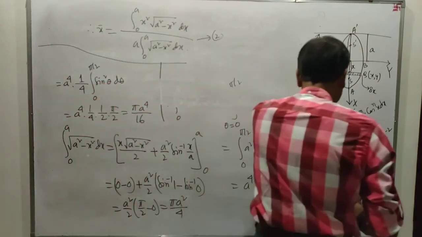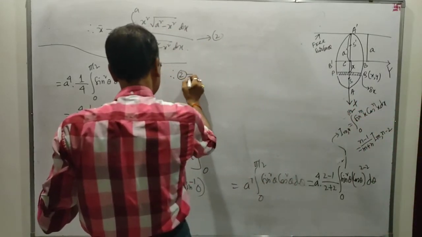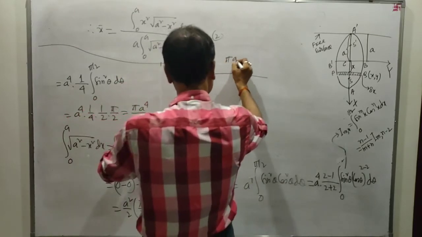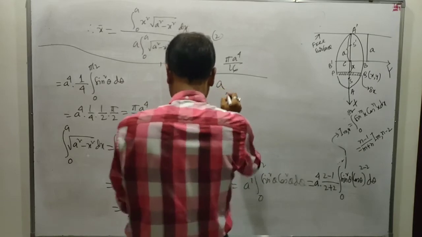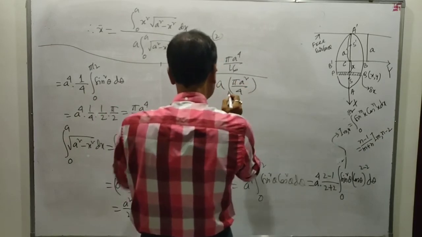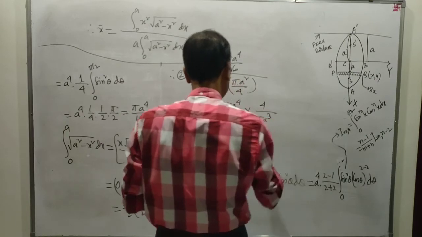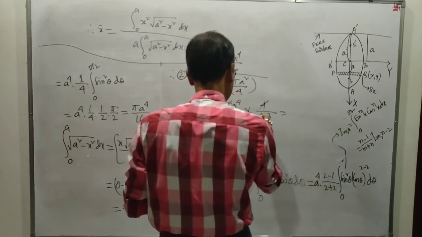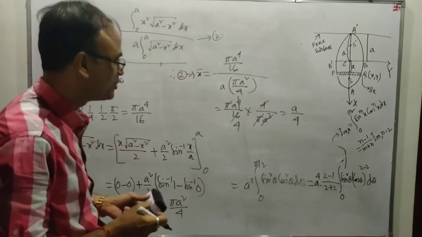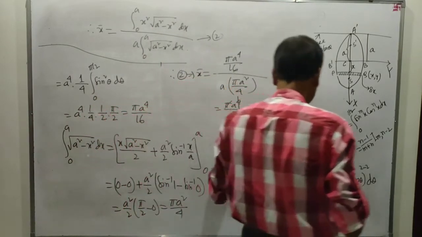Therefore, from 2 you will get x bar equal to that integration, pi a to the power 4 by 16, and this integration is pi a square by 4. This is equal to pi a to the power 4 by 16 into 4 divided by pi a cube. The 4 here, pi and pi will be cancelled, a cube, a will be there, so a by 4. This is equal to a by 4, x bar equal to a by 4. Therefore, the center of pressure is at a depth a by 4 from the center of the circle.